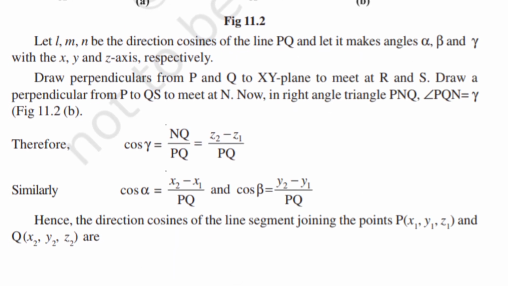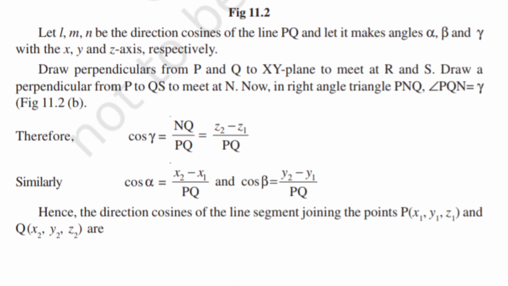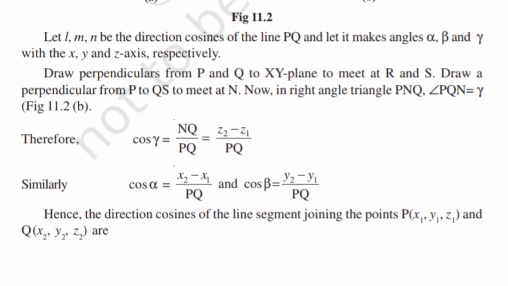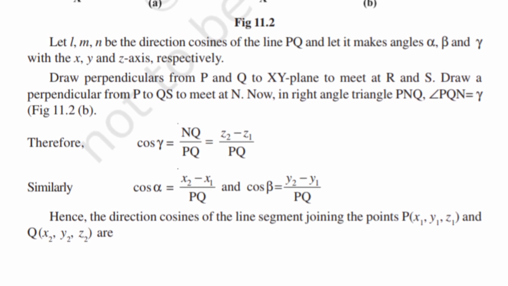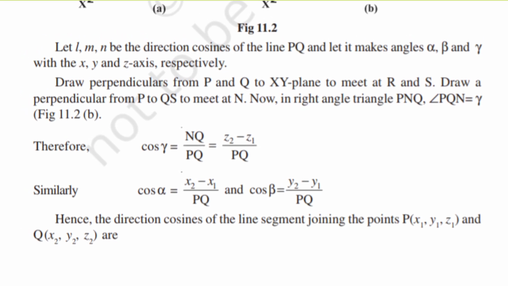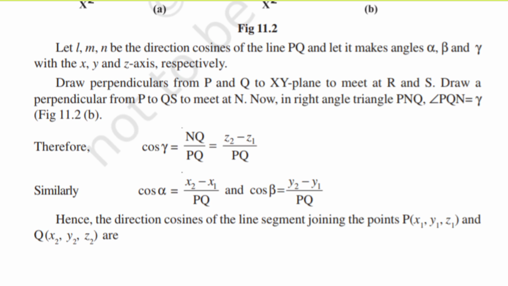Let l, m and n be the direction cosines of the line PQ, and let it make angles alpha, beta and gamma with the x, y and z axes respectively. Draw perpendiculars from P and Q to the xy plane to meet it at R and S. Draw a perpendicular from P to QS to meet it at N.